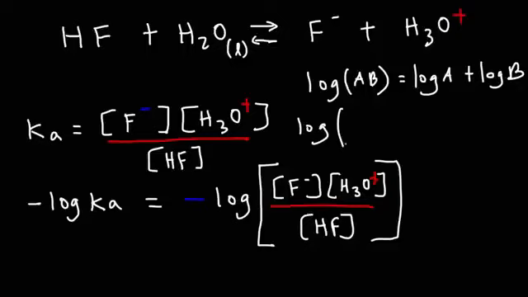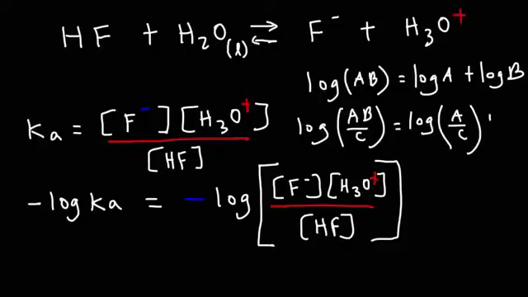If we have log AB over C, we can split B from A and C. So we can say this is log A over C plus log B. We don't have to separate A from C. We can keep them together or we can separate them.